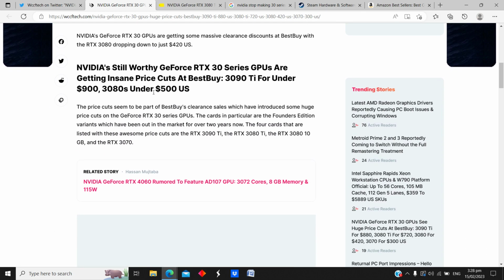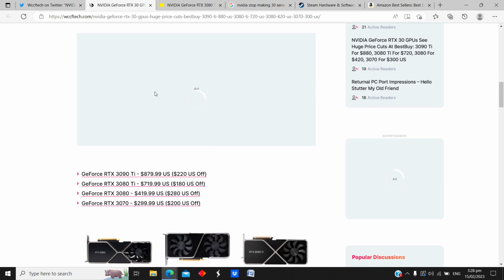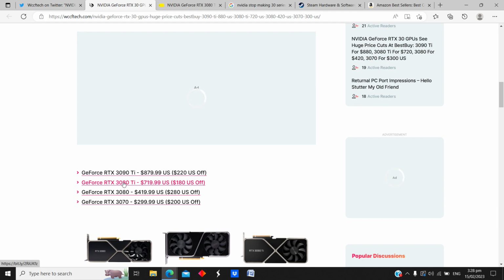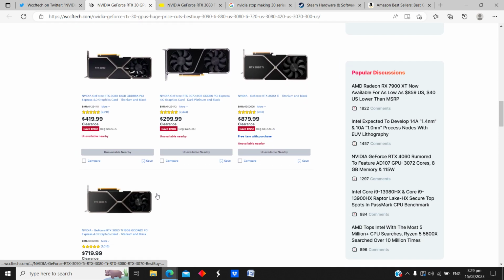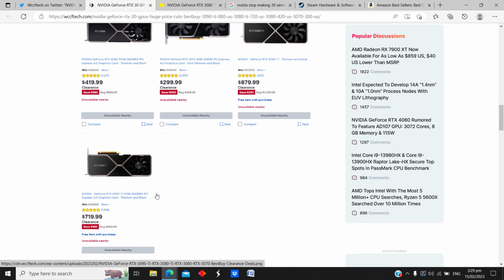Now, these cards are over 2 years old, and they are now having their big clearance sale on them with the 3090, 3080 Ti, 3080, and 3070 seeing massive discounts and price cuts. Now, this is on Best Buy. Best Buy seems to be the place where it is officially restocked from Nvidia.